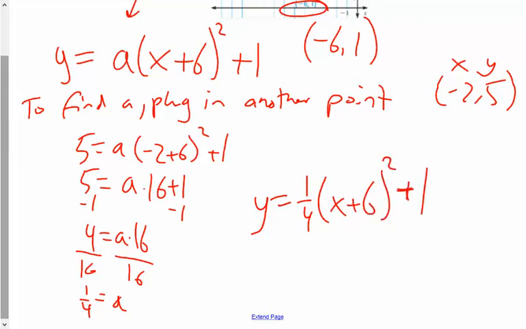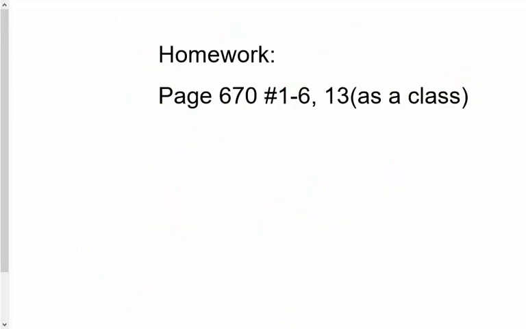And if this was a little tricky, we can talk about this in class. I can do another example like this for you guys. So there you go. This is number 13. I was going to do that as a class. That's your assignment, nice and short, and I'll see you in class.